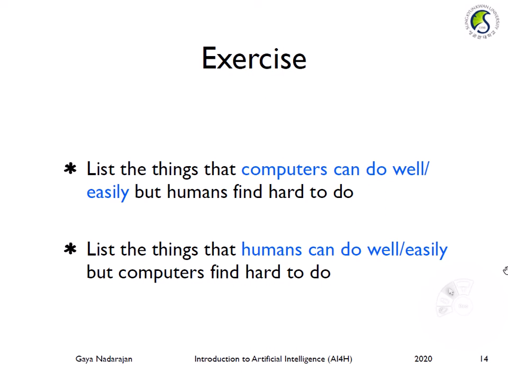Okay, so I hope you have had a few minutes, you have paused the video, and you have tried to think about what are the things that computers can do well, and what are the kind of things that humans find hard to do. So what are the things that computers can do well? Computers can do computations very, very well. Anything that is mundane, anything that is repetitive.